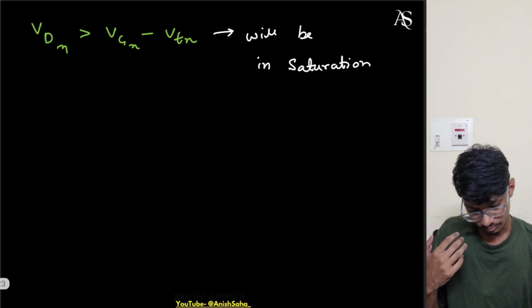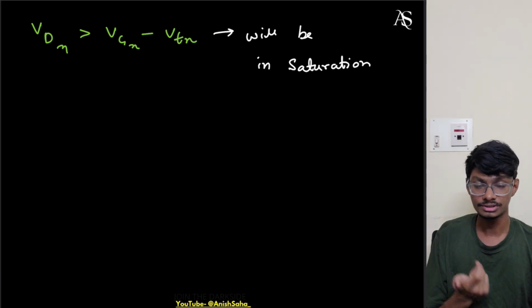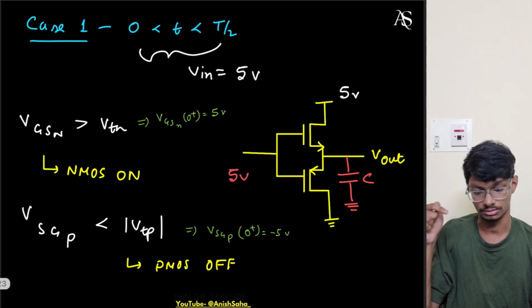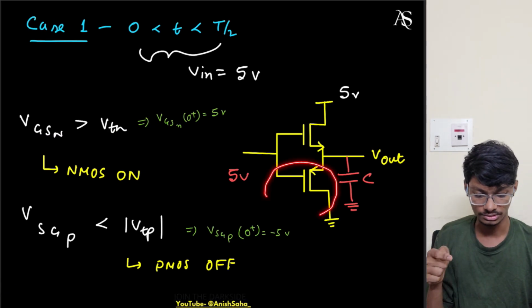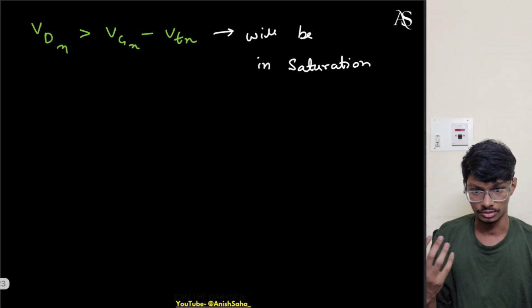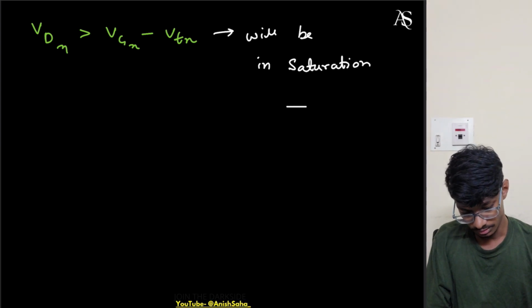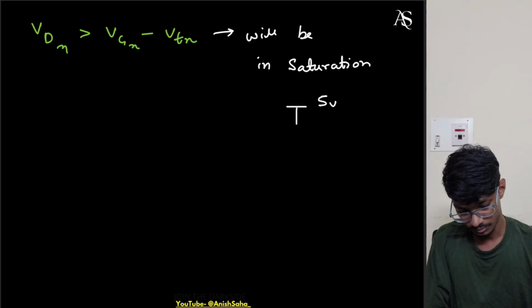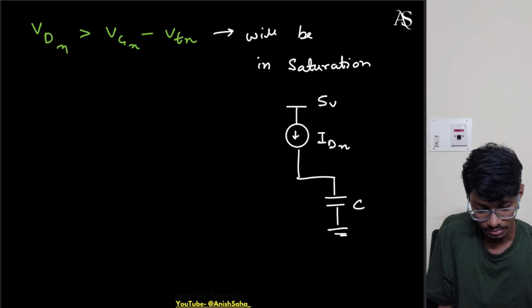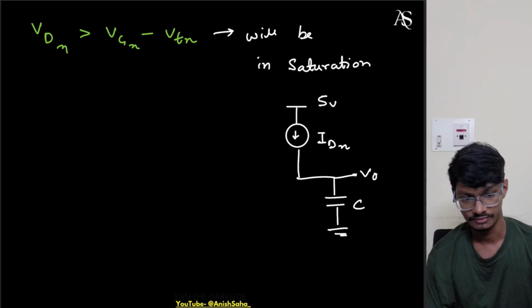What happens in saturation region: the current follows square law, and there is some constant current flowing through this NMOS, and it will charge the capacitor because this PMOS is off. So this capacitor doesn't have any discharge path. Let me first draw the circuit. This is 5 volts only, and this is the NMOS current, and this is the capacitor. And this is the V out.